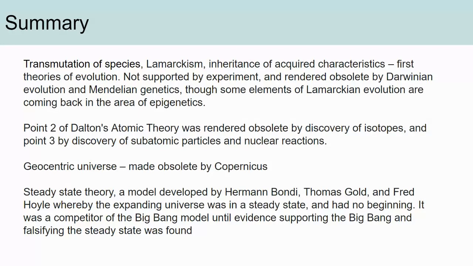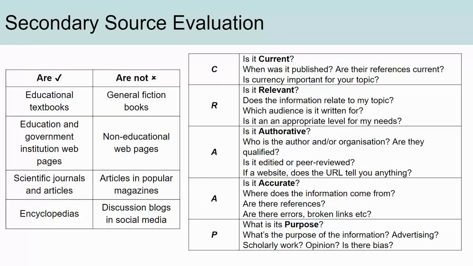What we knew about the observations of the night sky made by Copernicus, which we didn't mention in the previous slides, made the geocentric universe obsolete. And the steady state theory was a competitor of the Big Bang model until evidence supporting the Big Bang and falsifying the steady state was found. So it was the first original theory, but now does not have the same evidence that supports the Big Bang theory.